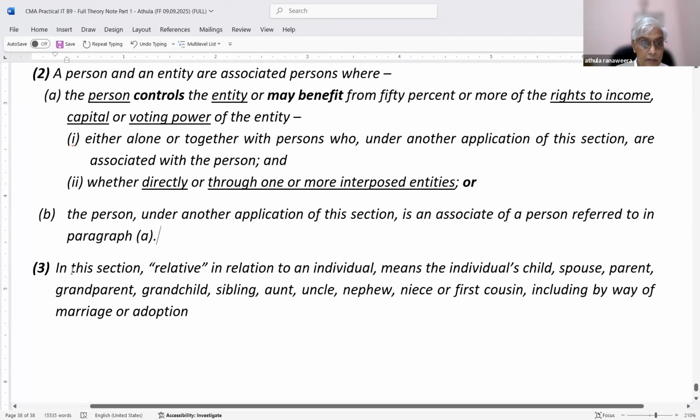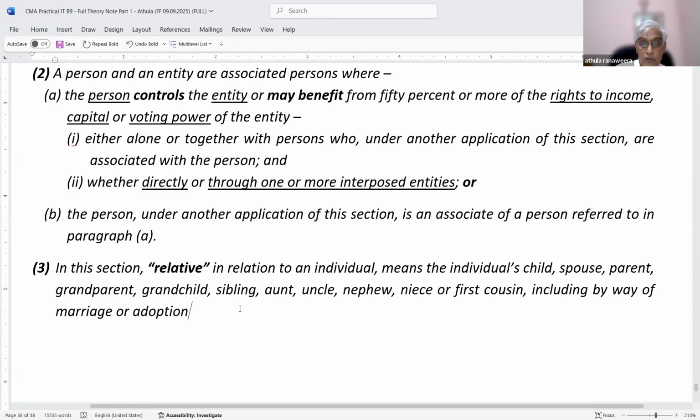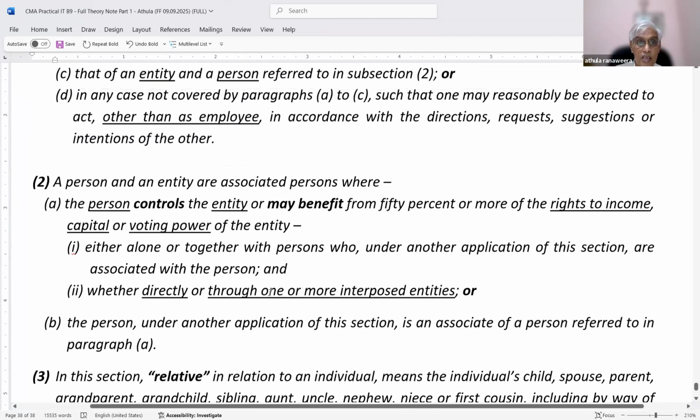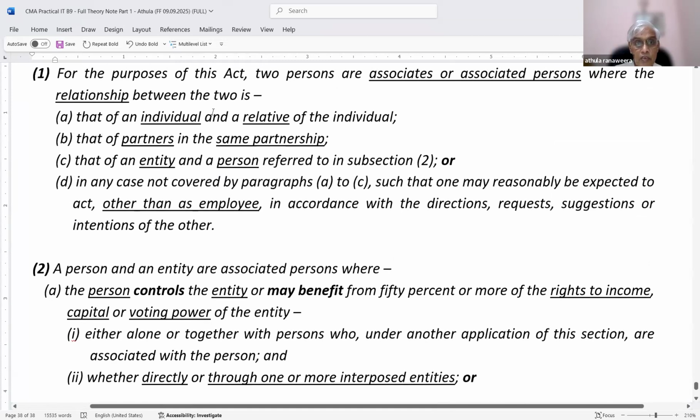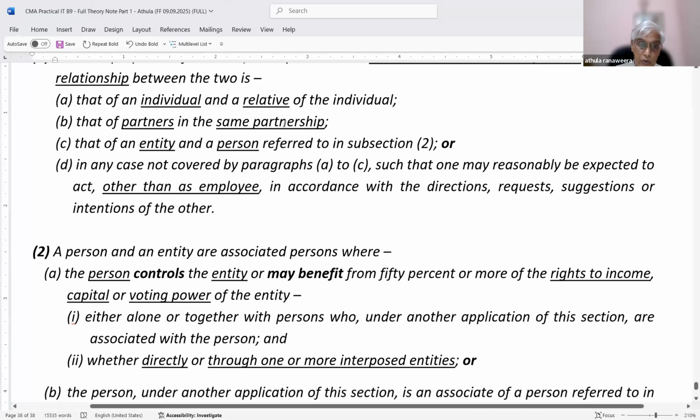Then number three. In this section, relative is defined here. Whose relative? When we see the word relative, we have to read this and understand. Relative relates only to an individual. For a company, there can't be a relative. The word relative is used here for an individual and a relative of the individual. That means this individual's relative also has to be an individual.